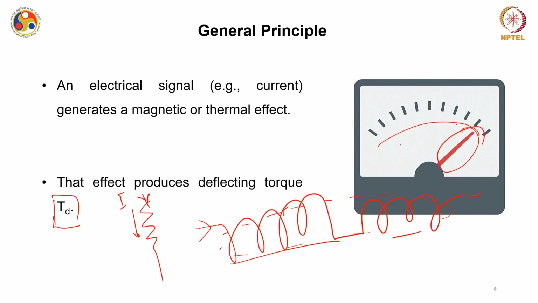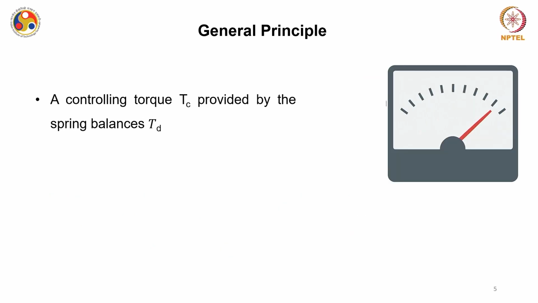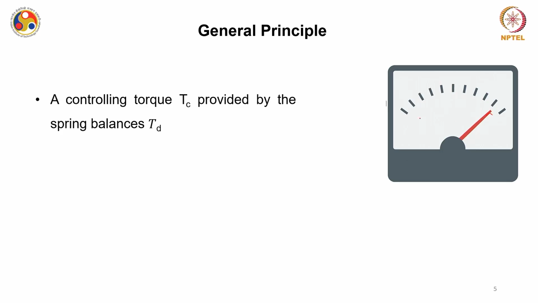Okay, or it is rotating along this scale. Now, if I keep on increasing this current, the field lines will be increasing, or the heat will be increasing. So, this meter will actually surpass this scale, which we do not want. To balance that, we bring in another concept, which is a spring, which basically provides a controlling torque Tc.